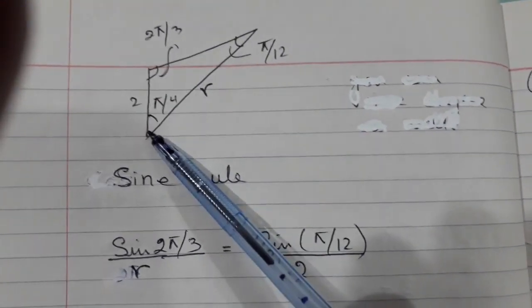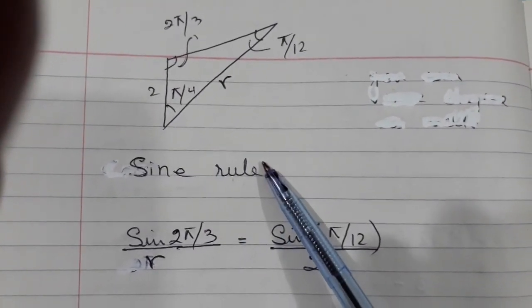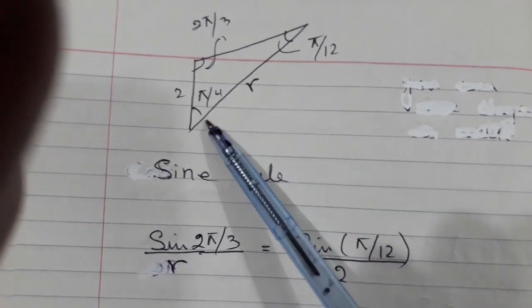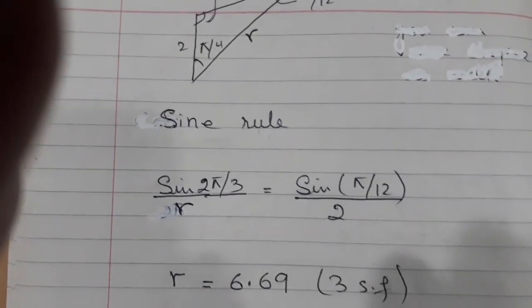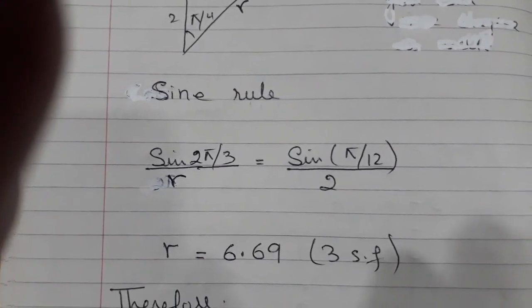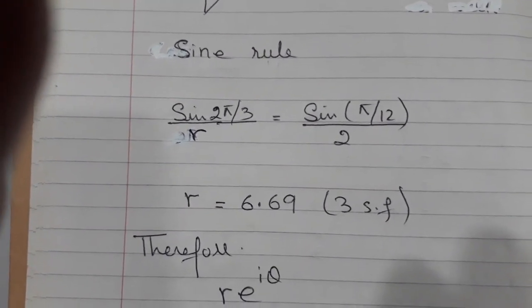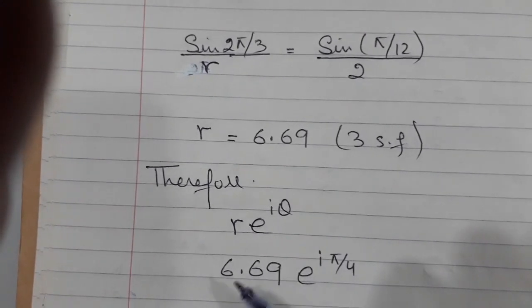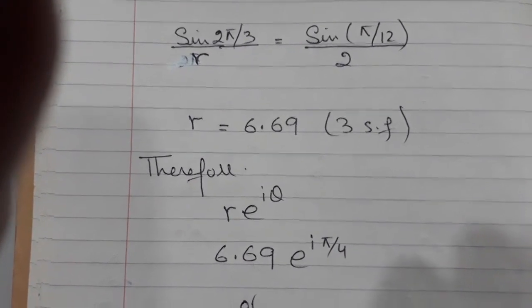So I have just drawn this diagram here separately and I am applying the sine rule to get the value of r. We have already seen theta is pi by 4 here. So applying the sine rule, I got r is 6.69. Therefore, in the form r e^(iθ), it will be 6.69 e^(iπ/4).